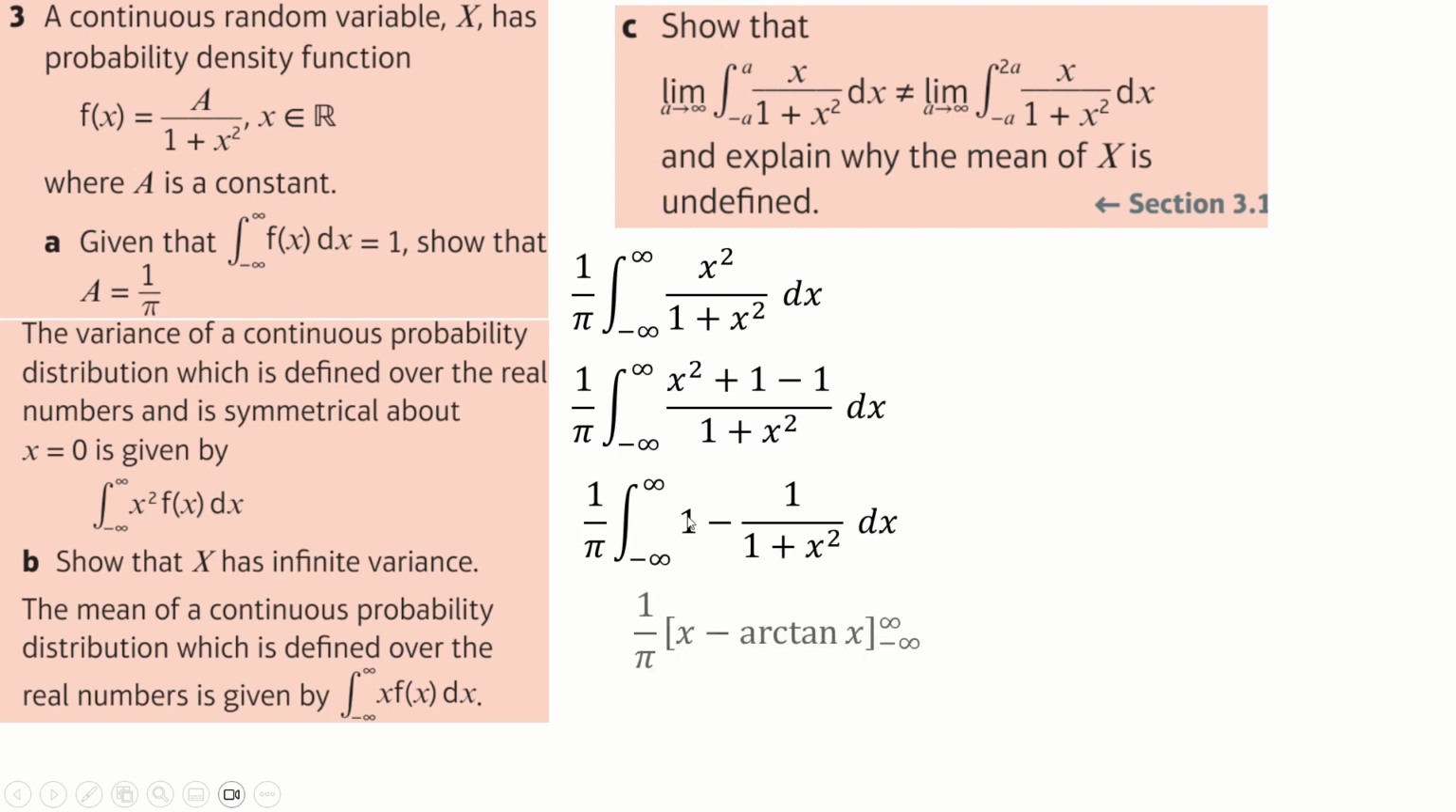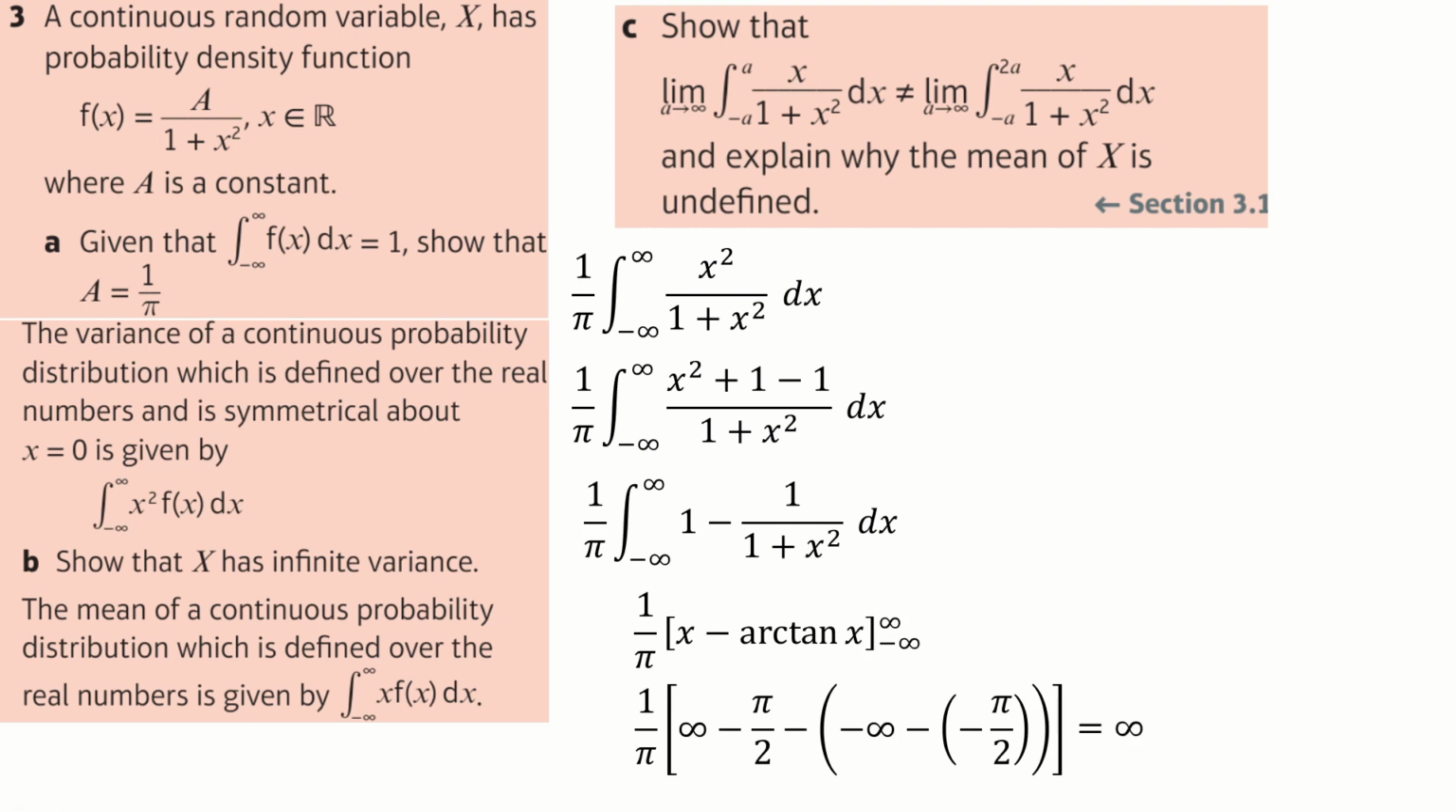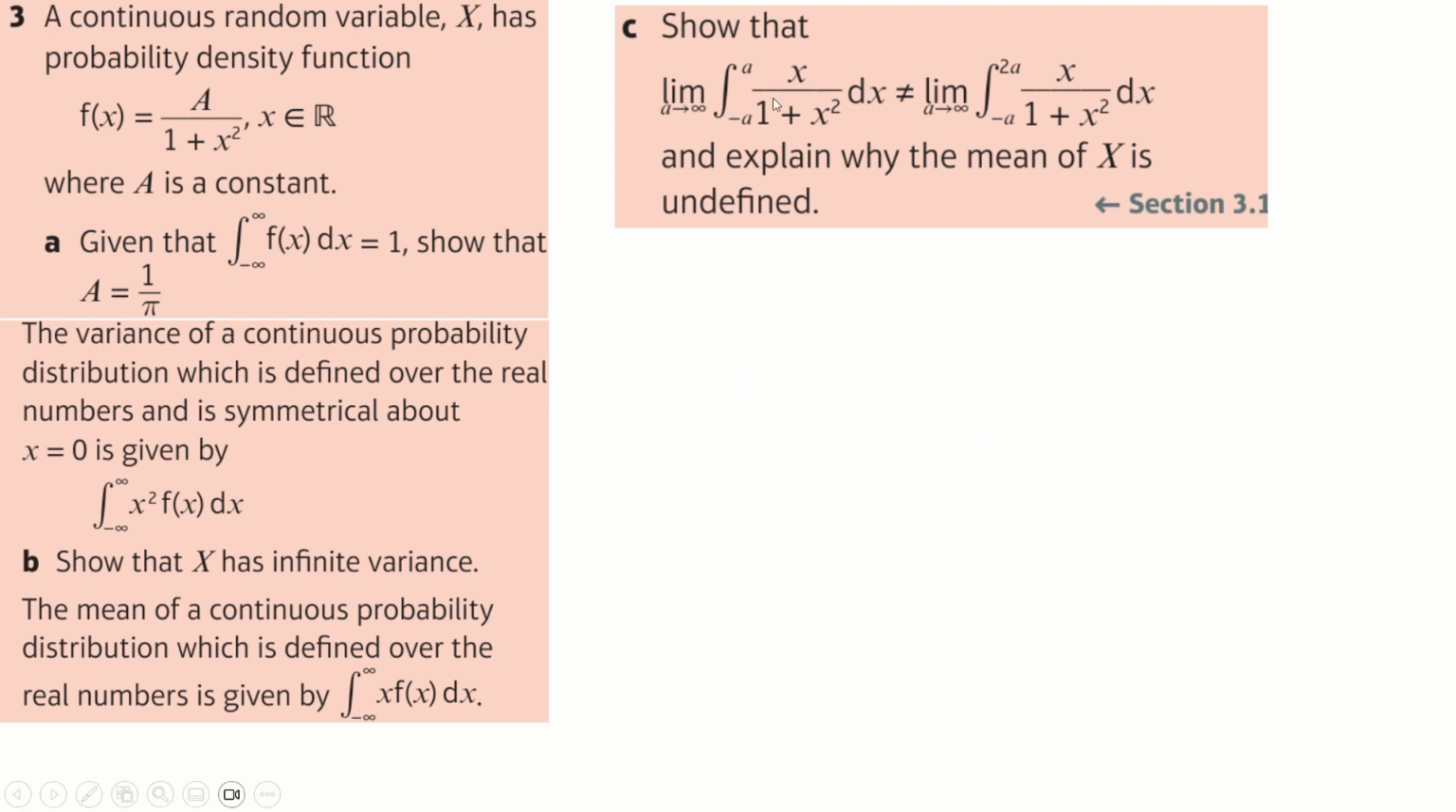This integrates to x, so that's fine. When you put in infinity here, you're going to get this. And because this is a plus infinity, you just end up with 2 lots of it, and therefore it just has infinite variance. Like, this just doesn't end up being a nice number. So cool, that's pretty much that. So that's done. And the last part, show this thing.